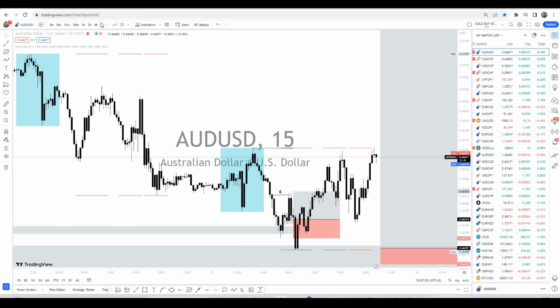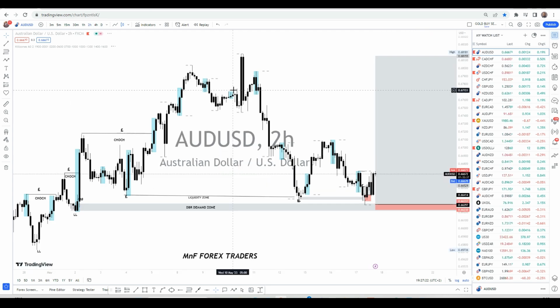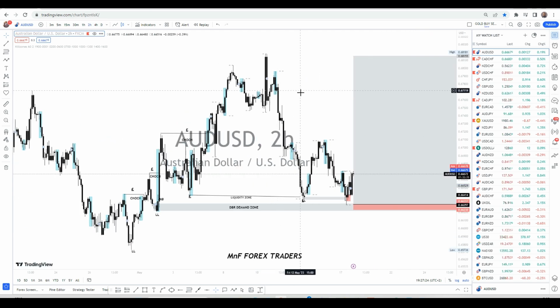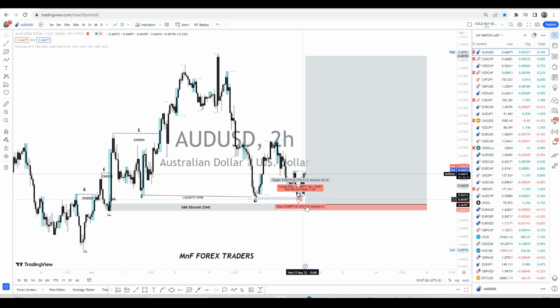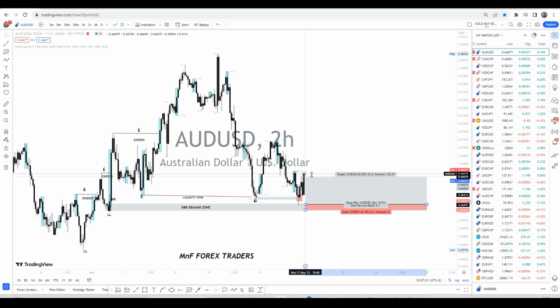And then the market came to this zone right here. It just tapped into the zone that we're looking at on the higher time frame, and then the market pushed to the upside. Unfortunately, I wasn't able to take this trade, and so far this trade is running around 6R right here.